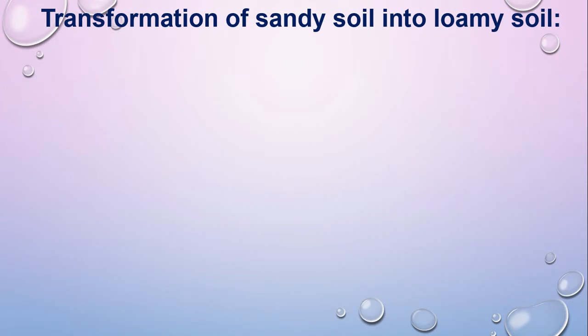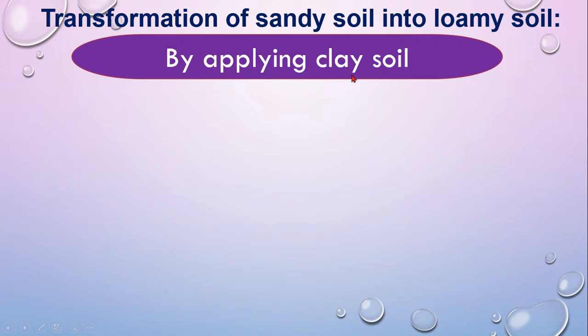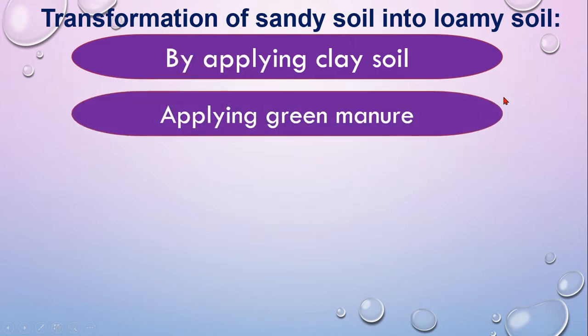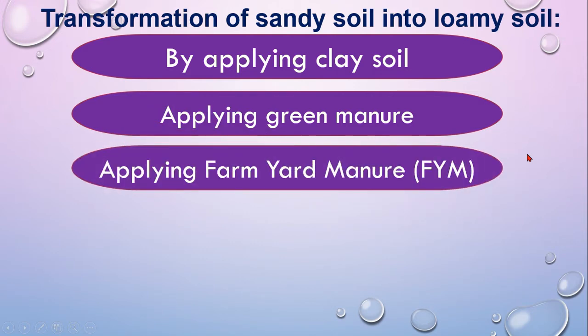So now I will discuss how we first transform or convert sandy soil into loamy soil. First we have to apply clay soil, because remember that loamy soil is the proportion of sandy and clay soil. So in the sandy soil, if we first apply clay soil, that will be a little bit converted into loamy soil. Next, applying green manure, different types of green manure, for instance dhoincha. If we apply dhoincha in the field and mix it properly in the sandy soil, that will be converted into loamy soil.